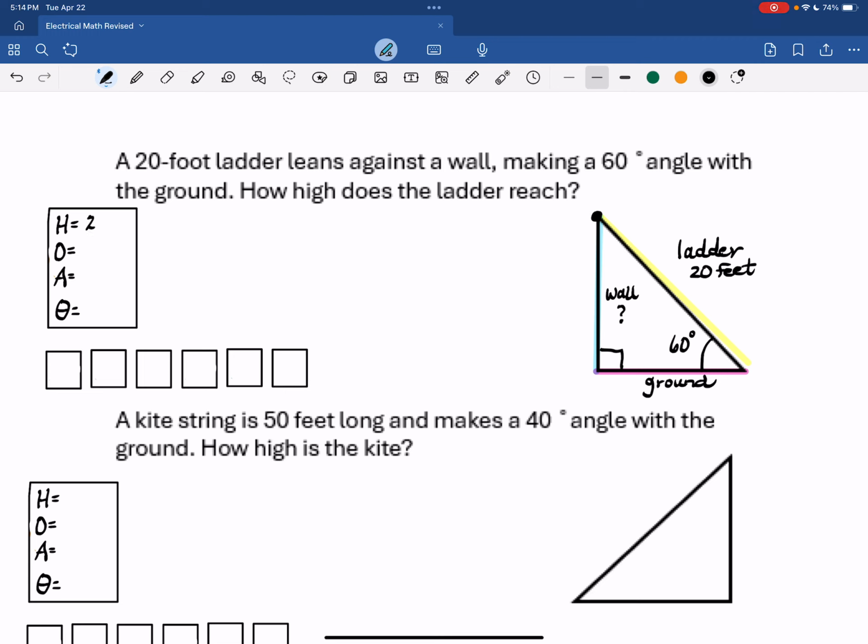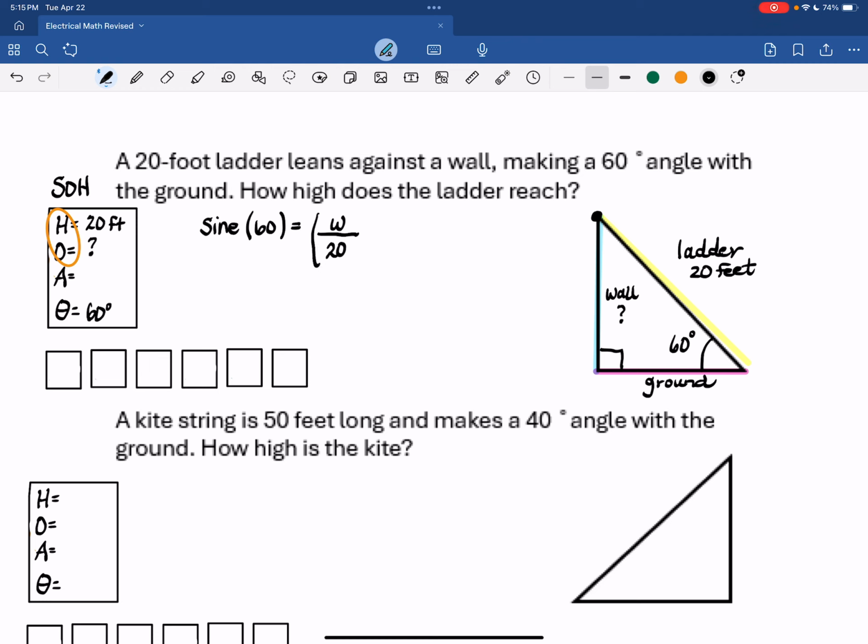So that's the number we're looking for. We know hypotenuse is 20. We know theta is 60. We know the ground is the adjacent, but that's irrelevant. We want to know the opposite. We want to know the height of the wall. So we're dealing with H and O on this one. And if you remember SOHCAHTOA, that is the sine ratio. So the sine of 60 degrees is opposite, that's the wall, over hypotenuse, the 20.